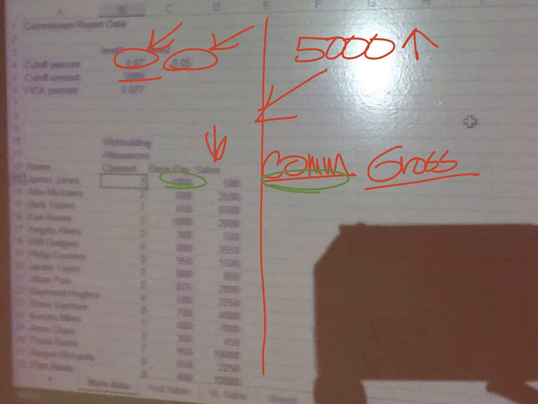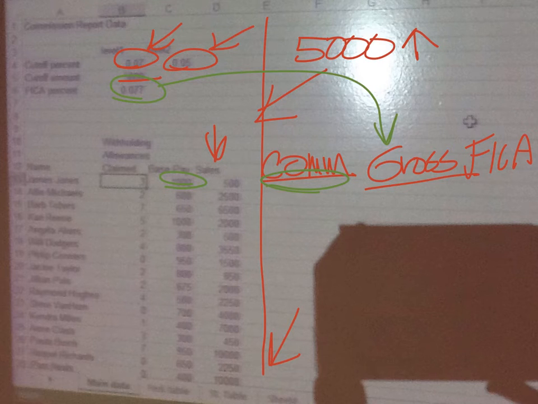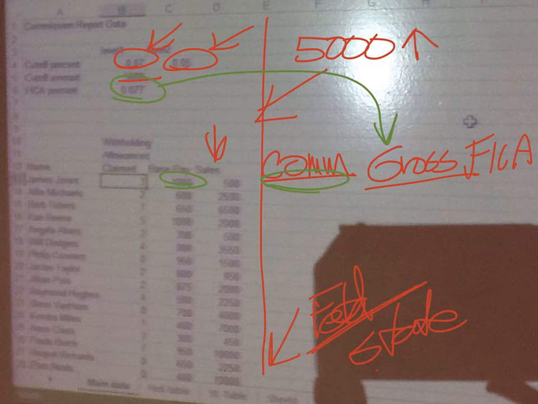Then they calculated FICA, taking this percent times the gross, and they got FICA. And then there are the tables down here. Can't see them right here, but there is a Fed table and a state table. So they figured the Fed deduction and they figured the state deduction. They figured both of those, and then they got net pay.